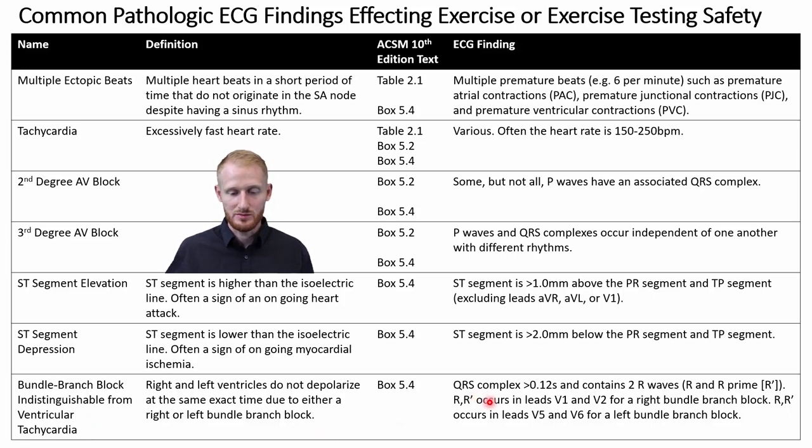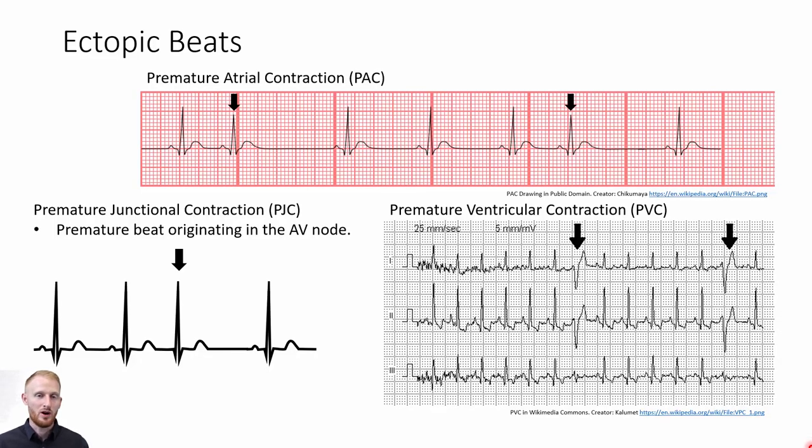The bundle branch block is when you have a QRS complex that is greater than 0.12 seconds long and you have two R waves. The reason for this will become clear when we get to that slide, but essentially you have an R and an R prime wave, two different R waves that are not in sync with each other. Because one of the branches is blocked, but we'll show that in a second. So we're going to go item by item on that table and show you some examples of that.